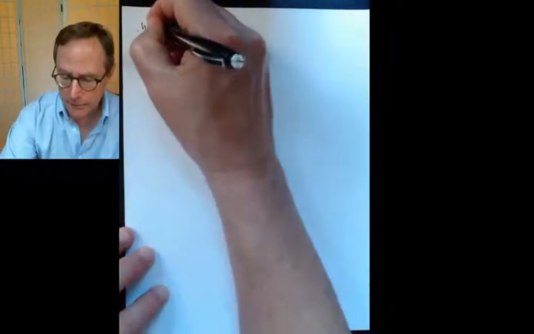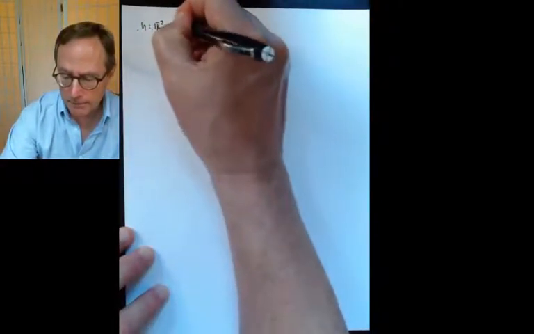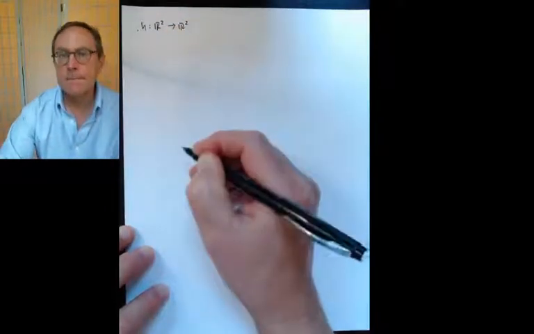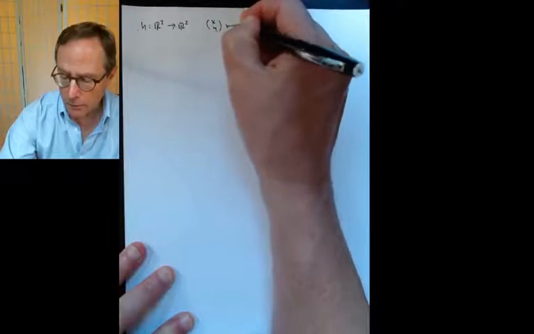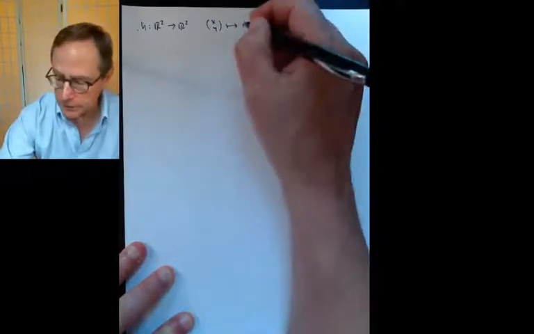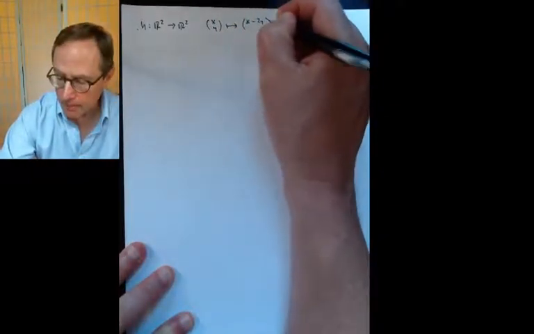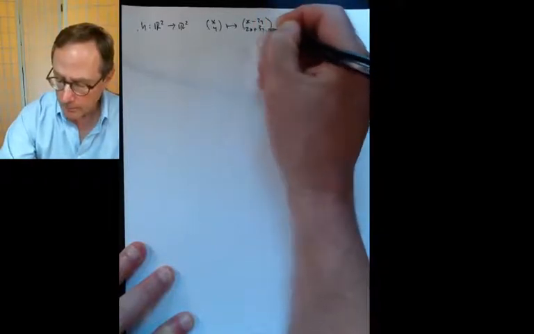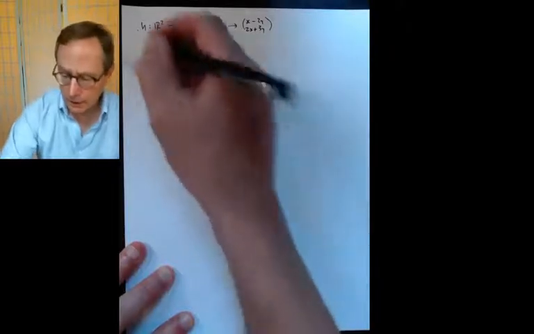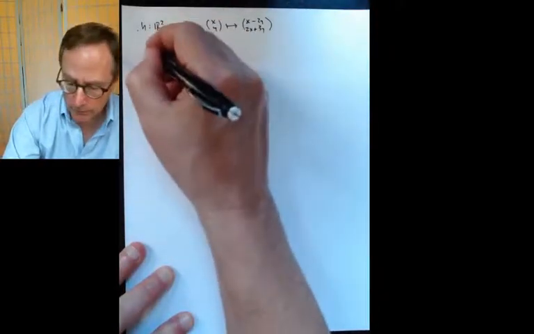Let's go through it. Just to write down what I have, I'm looking at h takes the plane to the plane, and it maps xy over to x minus 2y and 2x plus 3y. All right, and I'll copy down the two bases just for reference.